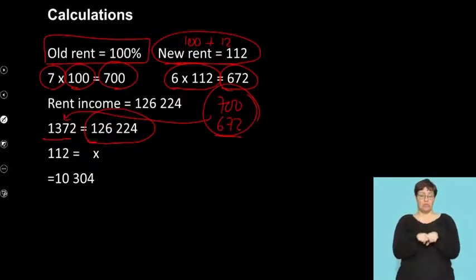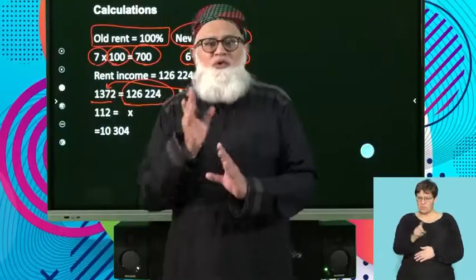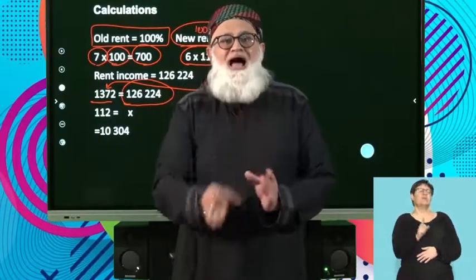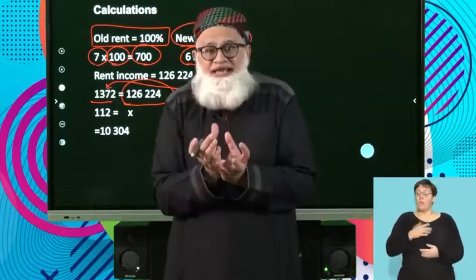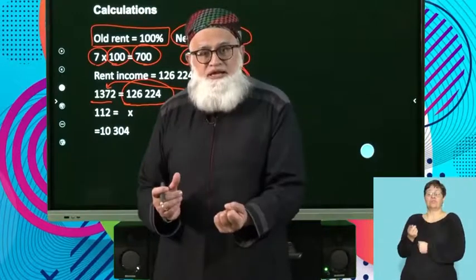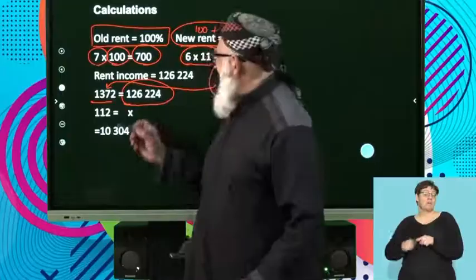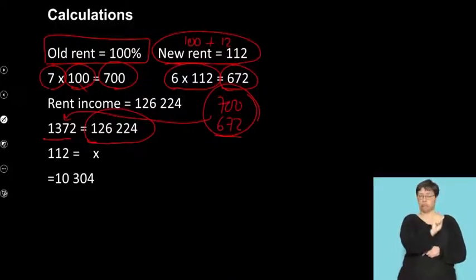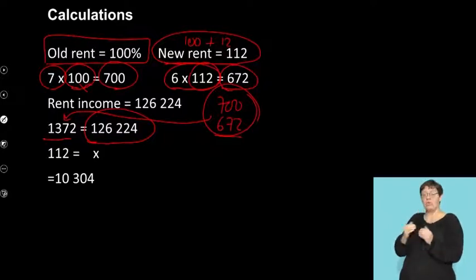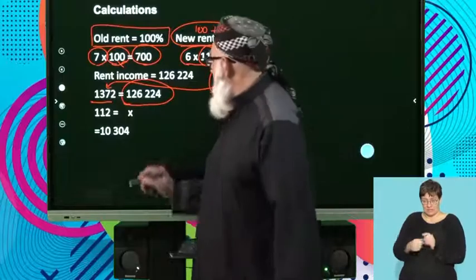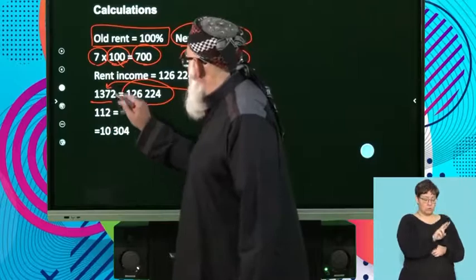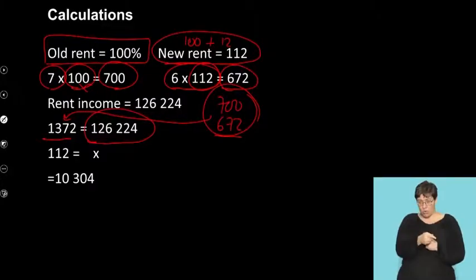And what am I looking for? Always ask yourself, what am I looking for? I'm looking for the January rental. Now, what was the January rental? The January rental, was it 100? Definitely not. What was it? It was the 112 because it was part of the new, the increased rental. Okay? Therefore, 112 is equal to my unknown. Cross multiply. Let's do that.